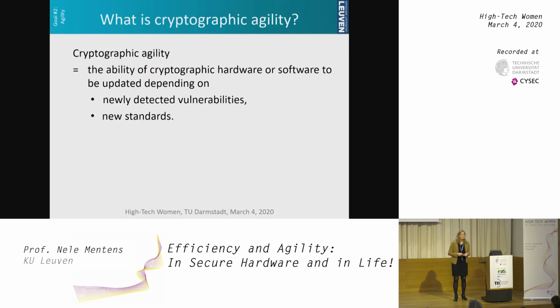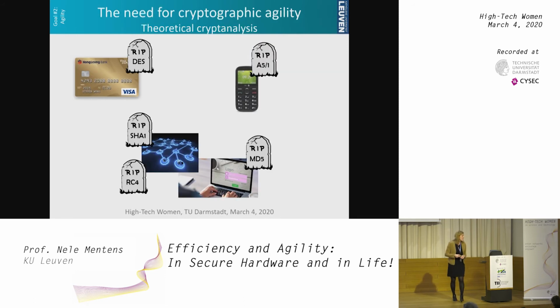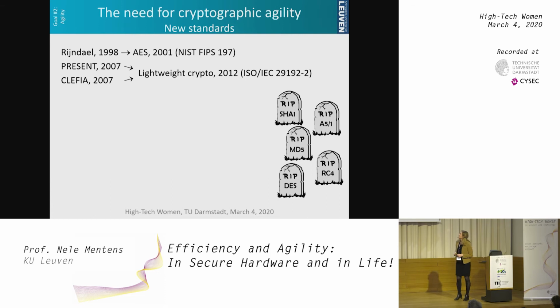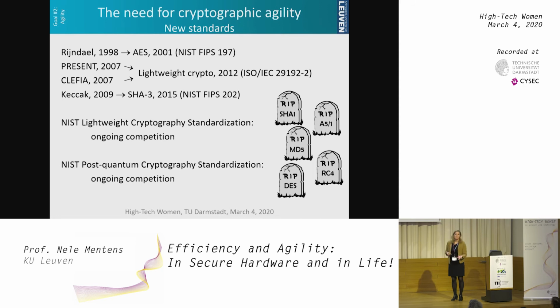Cryptographic agility is what we want to achieve, and cryptographic agility is the ability of cryptographic hardware or software to be updated when a new vulnerability arises or when new standards are imposed. Why do we want this? We saw in the past that there were many algorithms used in very important applications in our daily lives that did not survive and that were broken. So we want to put them aside, and then there have been many initiatives also, like new standards proposed to solve these things, and also ongoing competitions to find new algorithms to solve this.